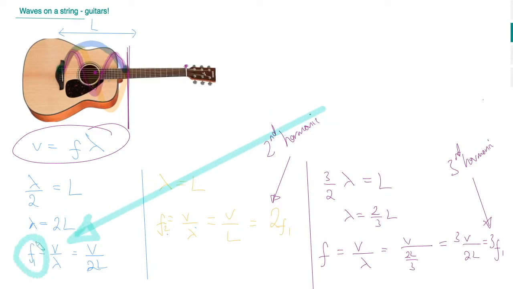If I look down here, I saw that my frequency equals V over 2L. In other words, my frequency, if my V is constant, is inversely proportional to length. And therefore, indeed, as I go up the frets and my length gets shorter and shorter and shorter, my frequency and my pitch gets higher.